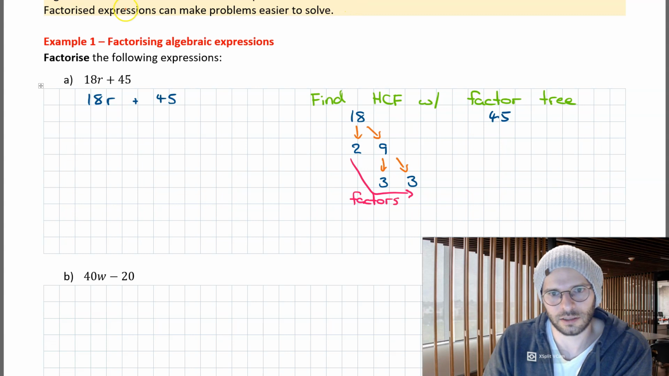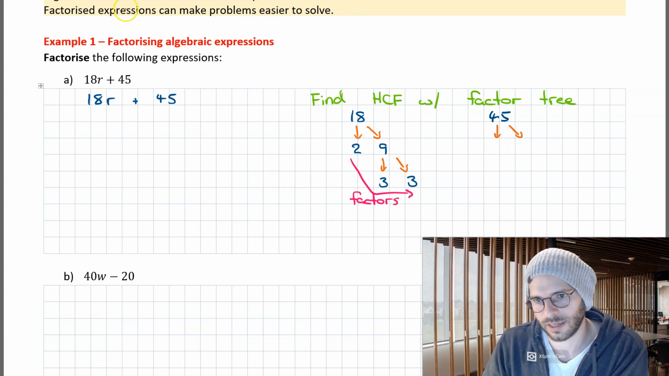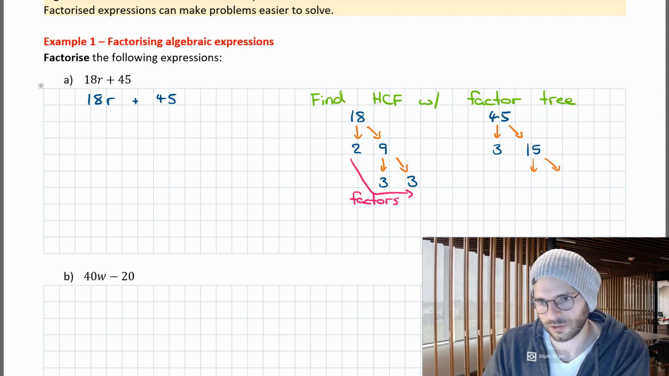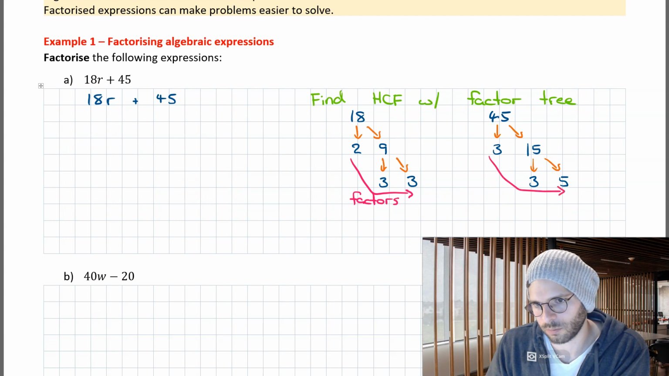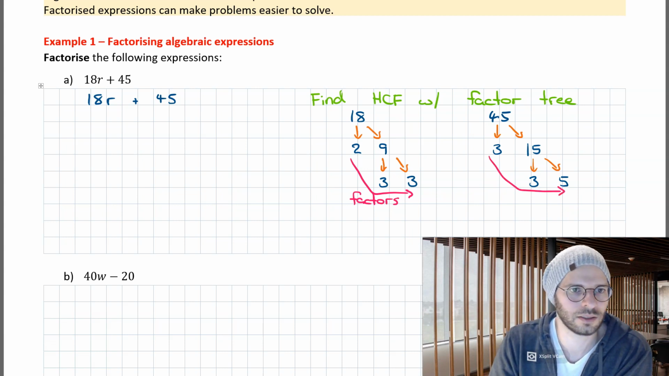Washing and repeating with 45. Can I divide that by 2 and get a whole number result? No, so I move to the next prime number across, 3. Can I divide 45 by 3? The answer is yes, I get 15. Next question, can I divide 15 by 3? The answer is yes, I can. I get 5 left over. And thus I find all of my prime factors because 5 is prime.